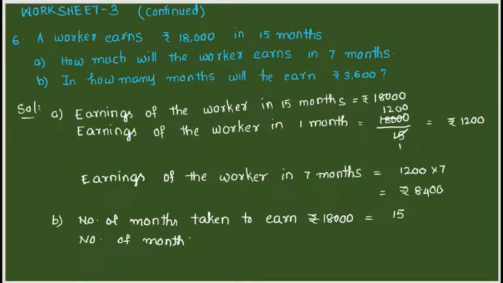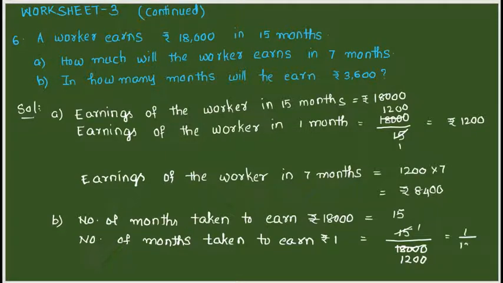Because according to the unitary method, we need to find the value of 1 unit first. So the number of months taken to earn rupee 1 equals 15 divided by 18,000, children. Since 18,000 is divisible by 15, we divide here itself. 15 ones are 15, 3 is the remainder, 30, 15 twos are 30, and the 2 zeros as well. That is, we get 1 by 1200.